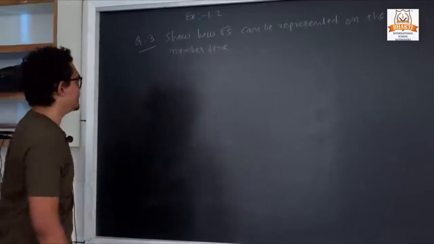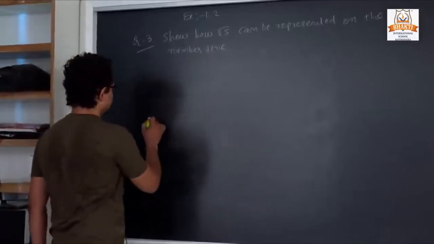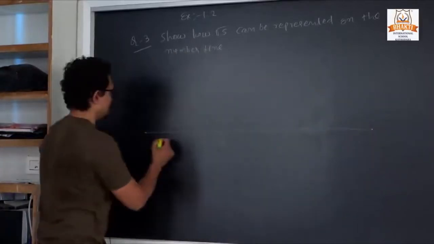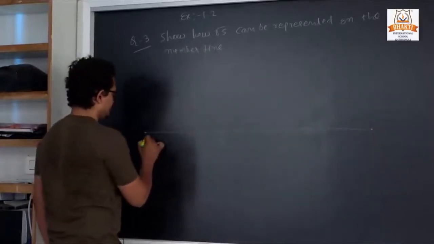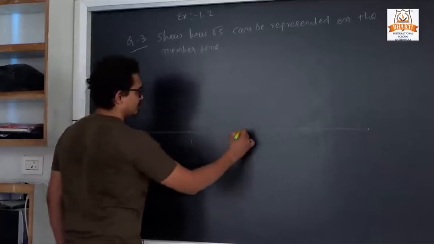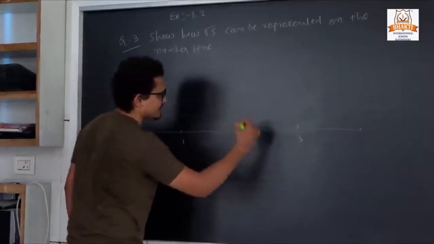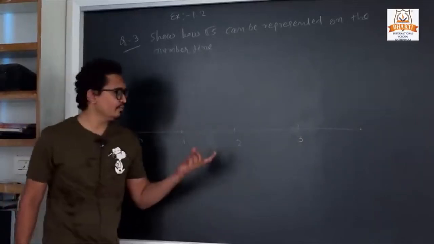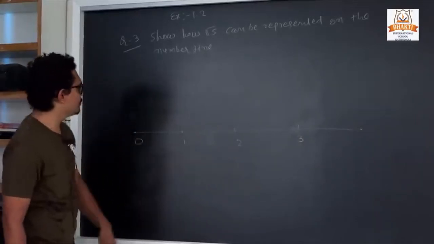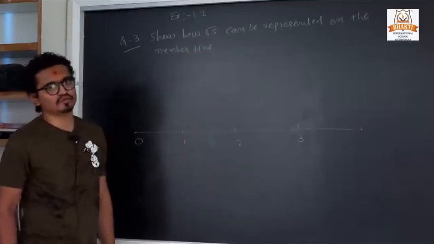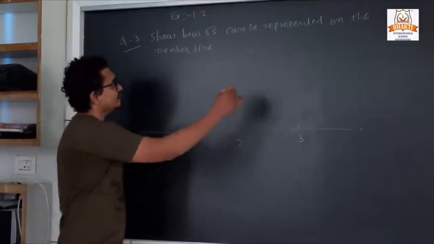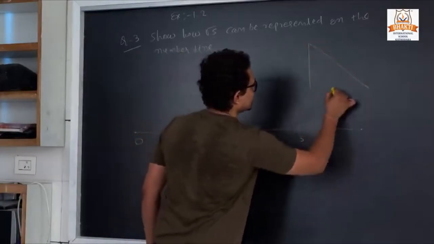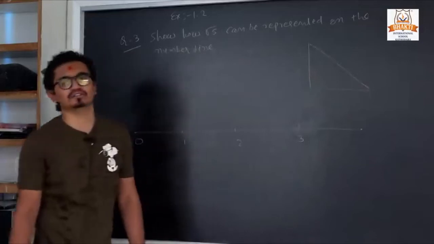For that, first of all, we can draw the number line. Suppose it is our 0, then 1, 2, 3 like that. We can take any scale. Now we can represent root 5. So first of all, we do the rough work. For the rough work, last time we discussed the Pythagoras principle.